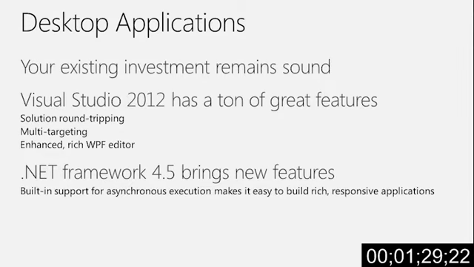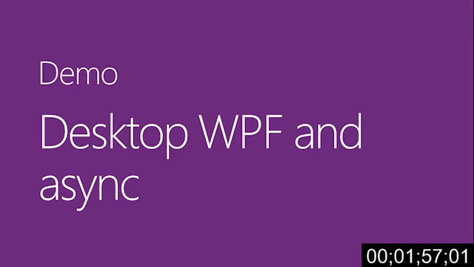Visual Studio 2012 continues to be your home base to build those rich Windows applications. We have new features like solution round tripping. You can safely work on your existing code while staying compatible with earlier versions and other developers, but you can also move forward as soon as you're ready. The new WPF editor brings out some great new features. They used to be found only in Blend, but now they're in Visual Studio, and you can use those with existing or new WPF applications. So let's take a look at a demo of WPF showing some of those new features.